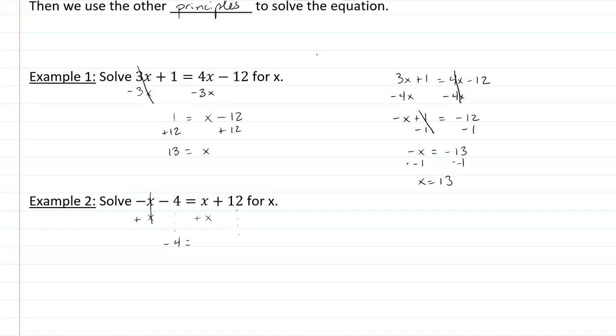So 4 equals 2x plus 12. It's 2x because x plus x equals 2x. Now I subtract 12 from both sides using the subtraction principle to get the x term by itself. So 12 minus 12 cancel, and negative 8 is on this left-hand side and 2x is on the right-hand side, and I divide both sides by 2 using the division principle. These operations cancel. Negative 16 divided by 2 is negative 8, and I'm left with x equals negative 8.